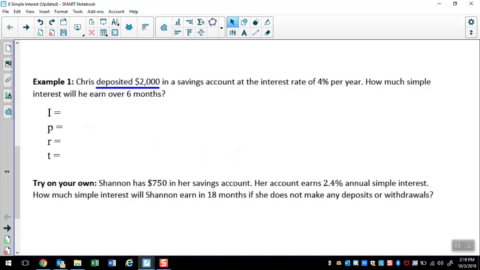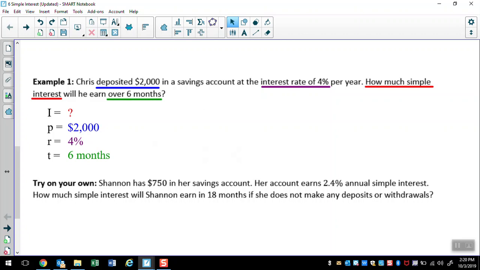Chris deposited $2,000 into a savings account. Well, $2,000 is my principal. He had an interest rate of 4%. That's our rate. How much simple interest will he earn over 6 months? 6 months is our time. Now, one of the things we have to remember is that time has to be in years, so we're going to do a little converting with this. Well, their question is, how much simple interest will he earn? So that's the piece we don't know, we have to find.